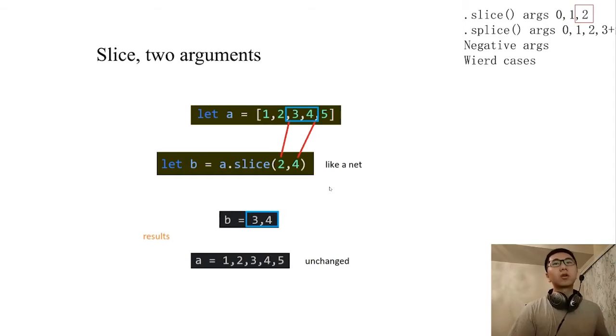So for two arguments, you see here, it's useful again because 0, 1, 2, that's the index location right here, and 4 is right here. So when it's slice with two arguments, you can think of it like a net. One catches the first index location, and the second argument catches the end location, and what's returned is the values in between those two spots. So in this case, 3 and 4 are set to B, and as we expect, A is unchanged.